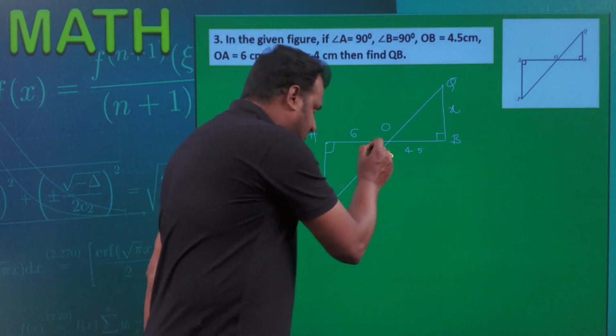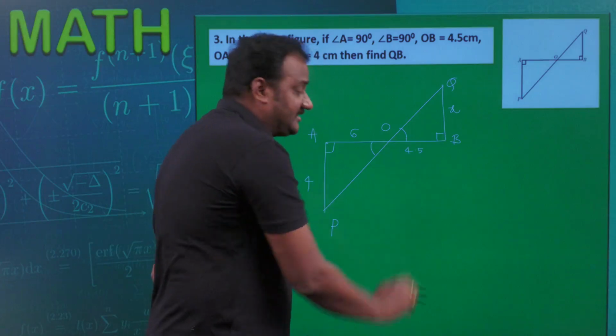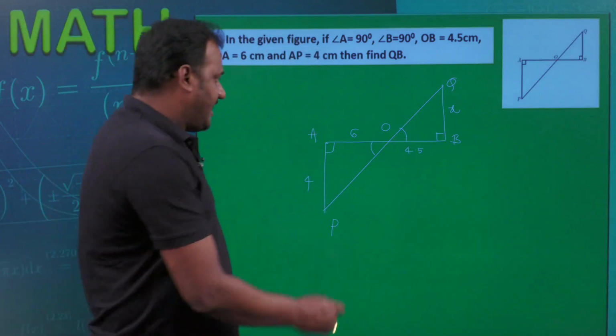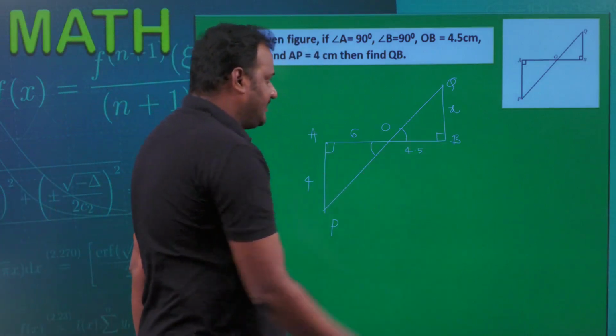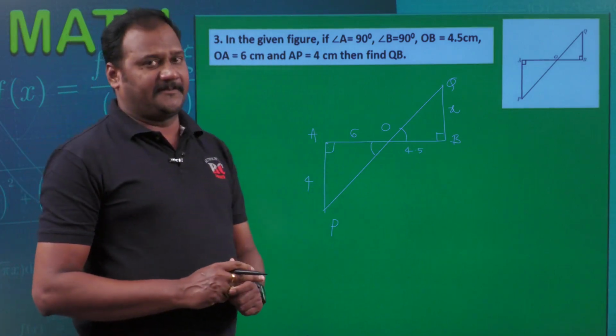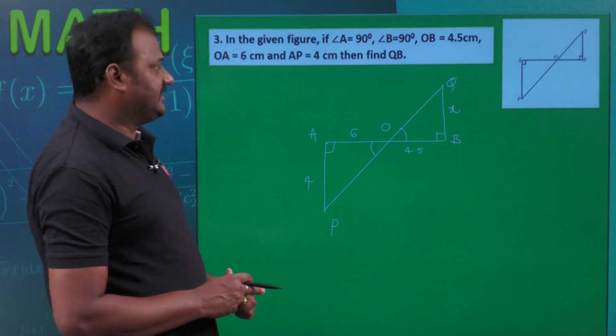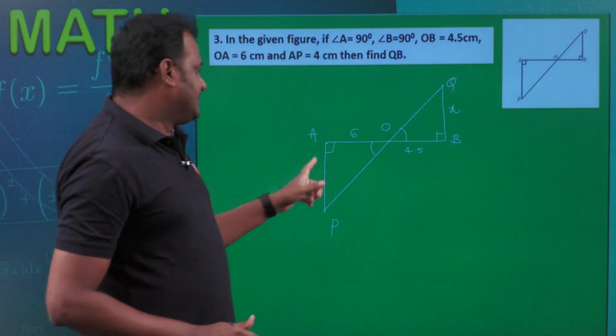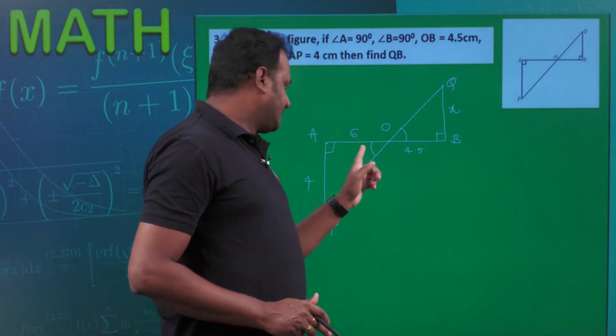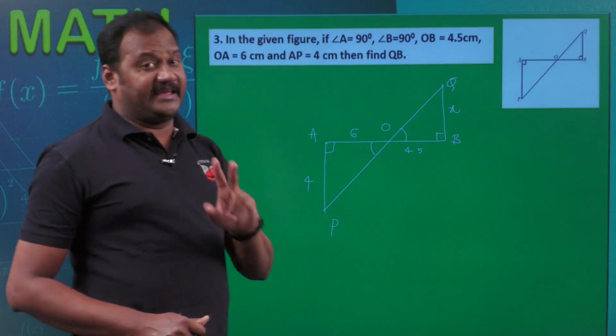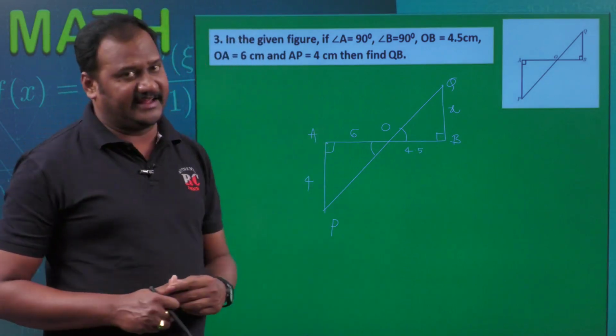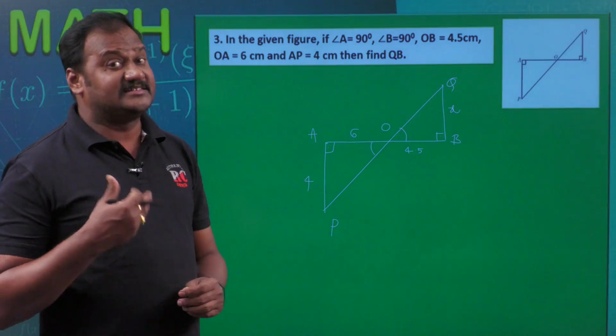And of course, these two angles are equal because they are vertically opposite angles. And right angle is equal to right angle. Can we say these two triangles are similar triangles? Of course, they are similar triangles because right angle equals right angle and this angle is equal to this angle. By AA similarity, these two right angle triangles are similar.